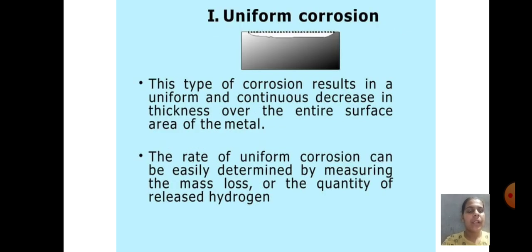Uniform corrosion. This type of corrosion results in a uniform and continuous decrease in thickness over the entire surface area of the metal. The rate of uniform corrosion can be easily determined by measuring the mass loss or the quantity of the released hydrogen.